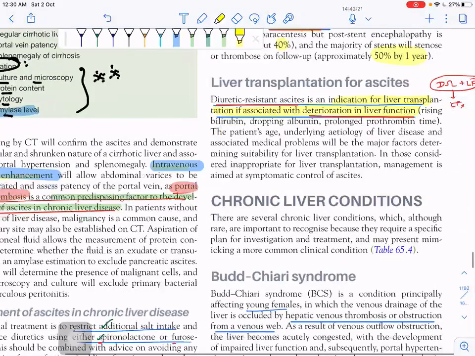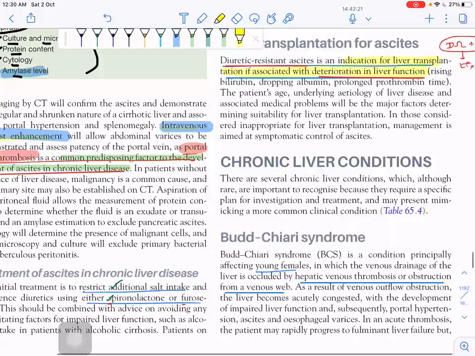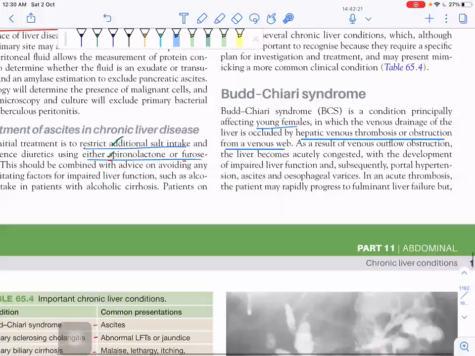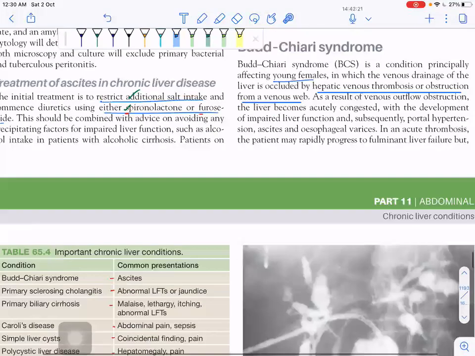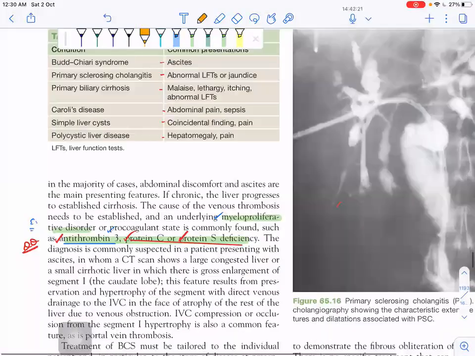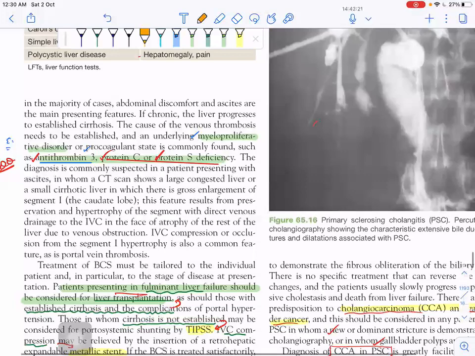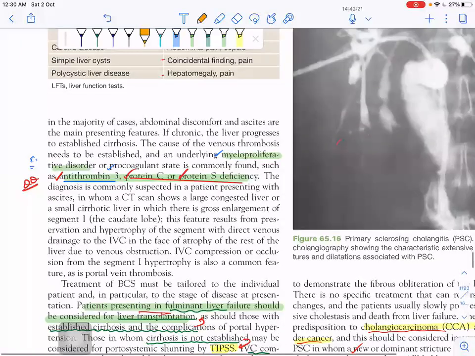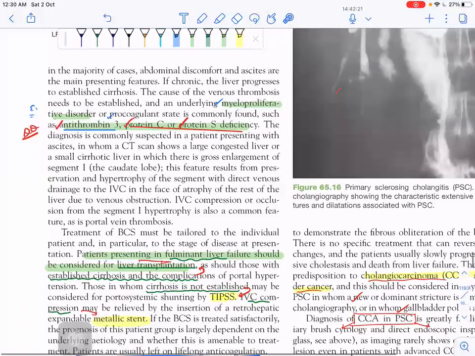Next, chronic liver conditions: Budd-Chiari syndrome. Budd-Chiari syndrome principally affects young females. It is caused by hepatic venous thrombosis or obstruction, or venous webs. This is very important and will come later. On the next page, the common cause is a myeloproliferative disorder, or a procoagulant state commonly found, such as antithrombin 3, protein C, and protein S deficiency. The myeloproliferative disorder is the main cause of Budd-Chiari syndrome.